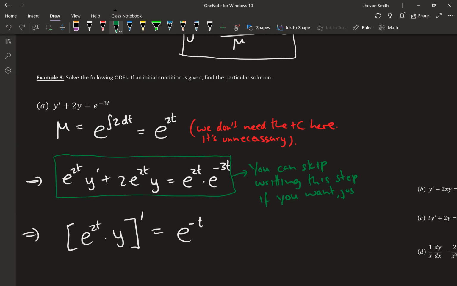And just go to the form mu times y all prime equals g times mu, right? Because that's always going to happen. We know that's going to happen. So this line that I wrote, this line right here, is inevitable. It's always going to happen.